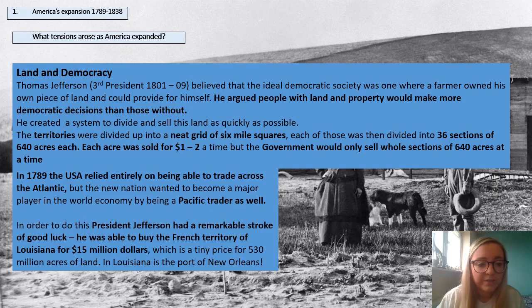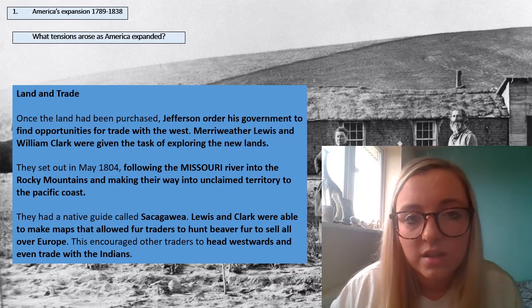In 1789 as well, the US relied entirely on being able to trade across the Atlantic Ocean, but the new nation wanted to become a major player in the Pacific Ocean as well. So in order to do this, he needed to purchase more land, and he was very lucky in that he was able to purchase the Louisiana Territory from the French for just $15 million, which is a very tiny price for 530 million acres of land in Louisiana, and also to get the port of New Orleans too. So again, land was another reason that America expanded.